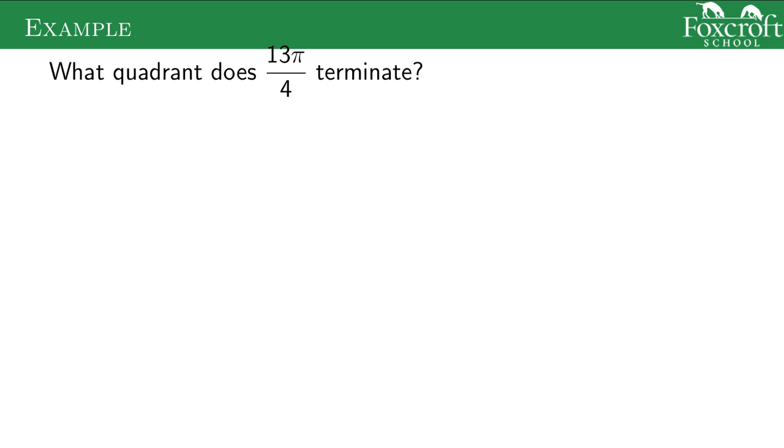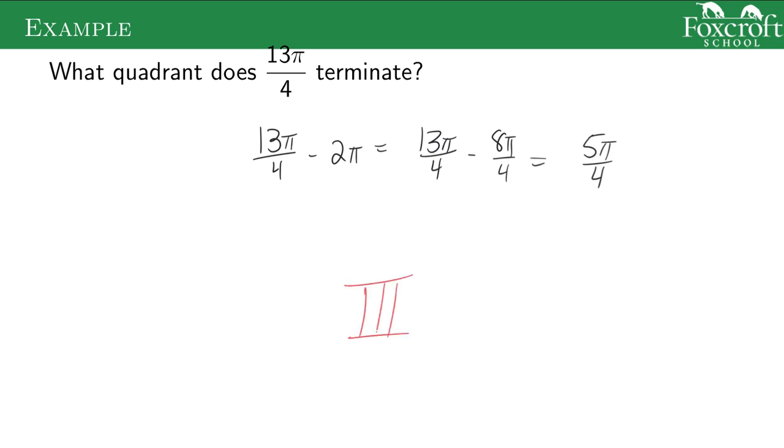All right, so what quadrant does 13 pi over 4 terminate in? You can go back to our second learning objective of this unit and do it that way, or you could do it using coterminal angles. So I could take 13 pi over 4, subtract 2 pi from it, because the coterminal angle is going to be in the same quadrant, and I get 5 pi over 4. So 13 pi over 4 is the same as 5 pi over 4. If you think about our unit circle, this is the bottom plus 1 that's in quadrant 3.